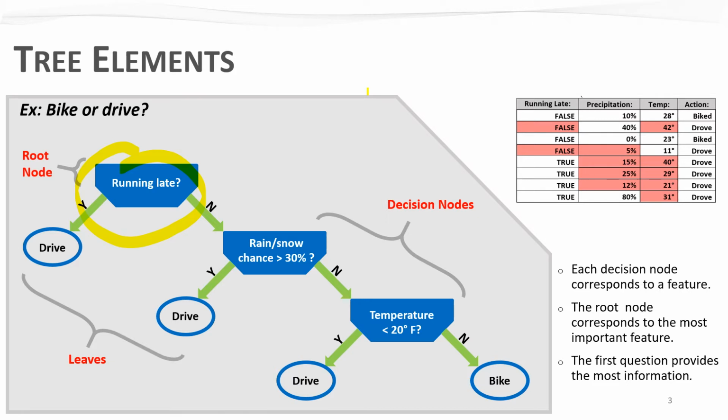In this example, the tree predicts whether a person will bike or drive to class. The table shows the training data, and I've highlighted the cases where using only one feature would lead to misclassification. This illustrates the importance of each question and explains why the questions appear in this order. Whether the person is running late is the best indicator of whether they'll bike or drive, followed by the chance of precipitation, and finally, the temperature.